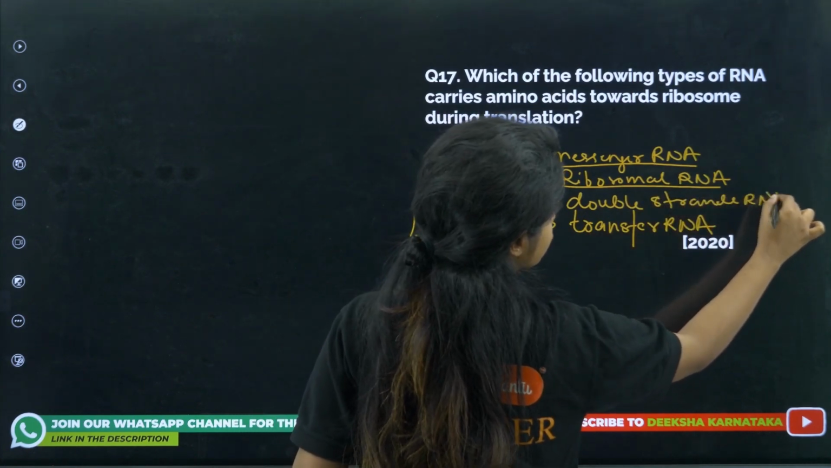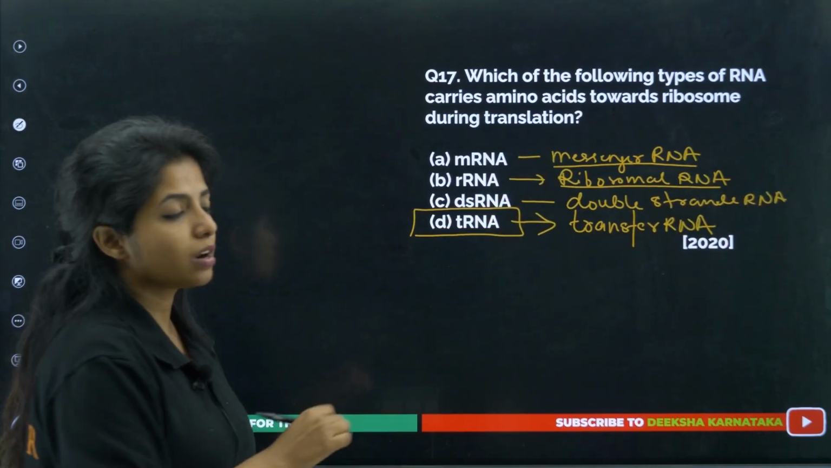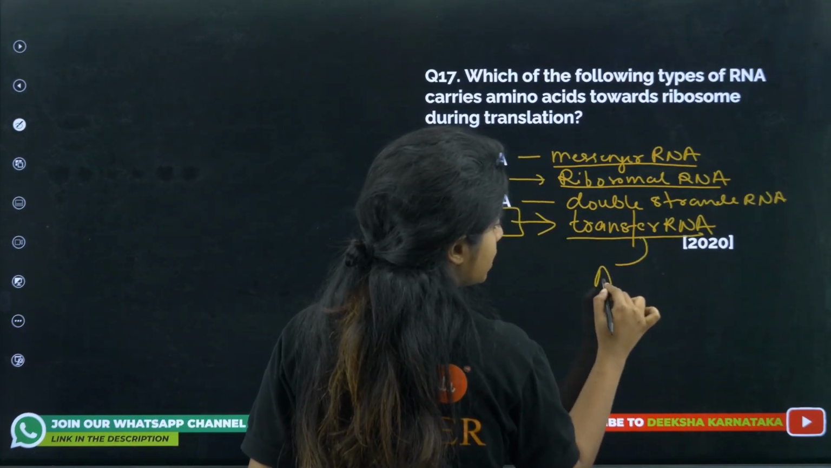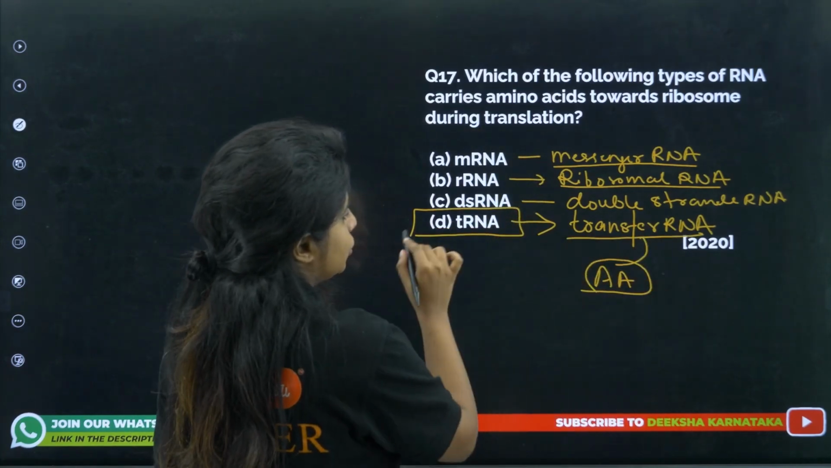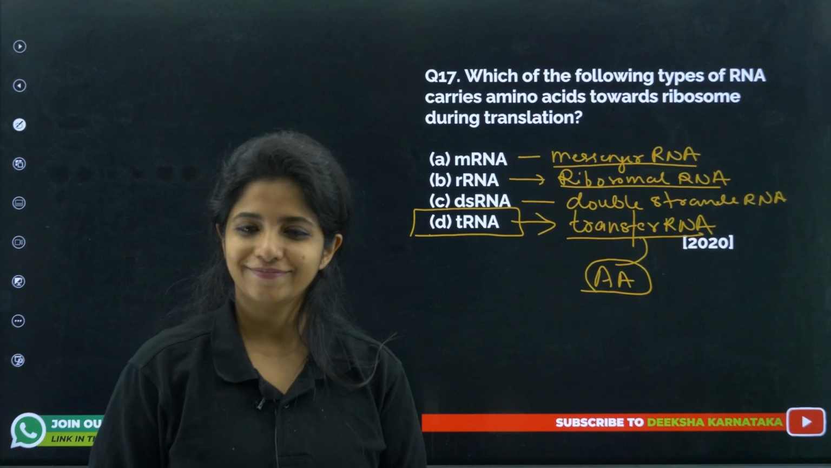Double-stranded RNA, which is not needed over here. Okay, transfer RNA is transfer RNA because it is transferring the amino acids. So this becomes the answer.